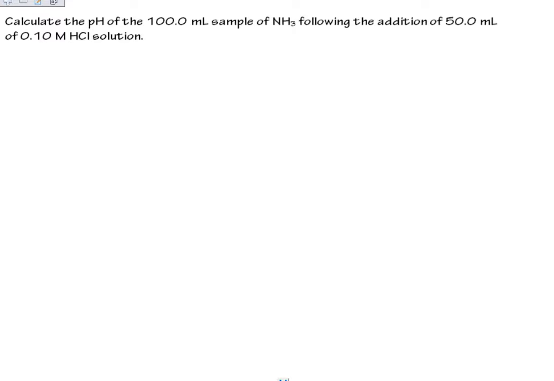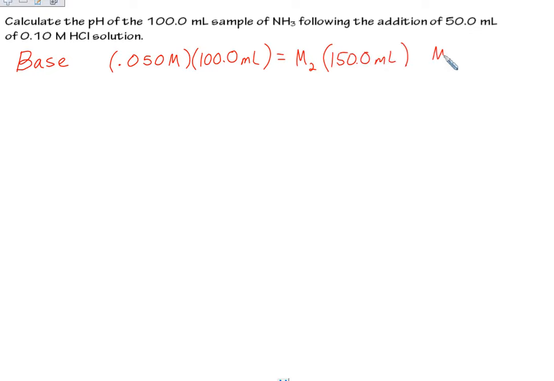I want to redo those molarities right away. Doesn't really matter. Let's do the base first. Originally, I think they told us the base was 0.050 molar. We've got 100 milliliters. I need to know the new molarity when I join solutions, and my final volume becomes 150. M2. How about 0.033? I'm okay with that. Then we do the acid.